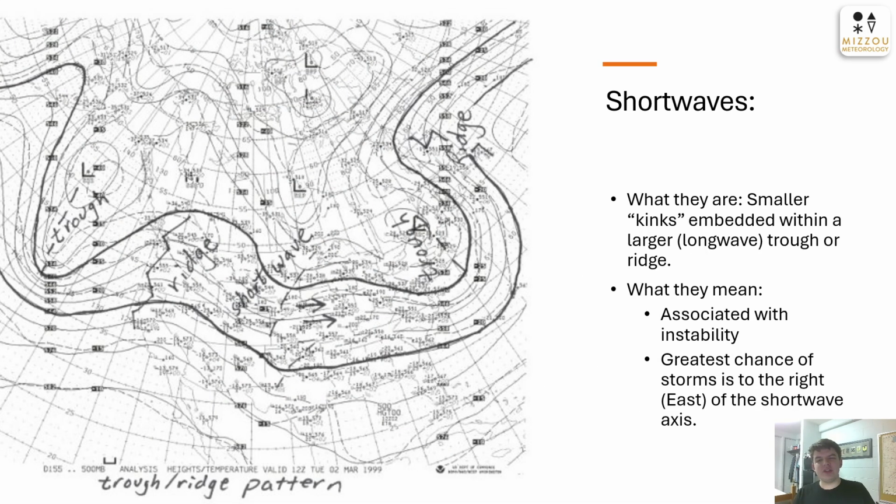Then we have short waves, and these are essentially just little kinks embedded within your larger troughs and ridges. What we just went over are known as long wave troughs and long wave ridges. Essentially, you just have mini versions of those that are embedded within.